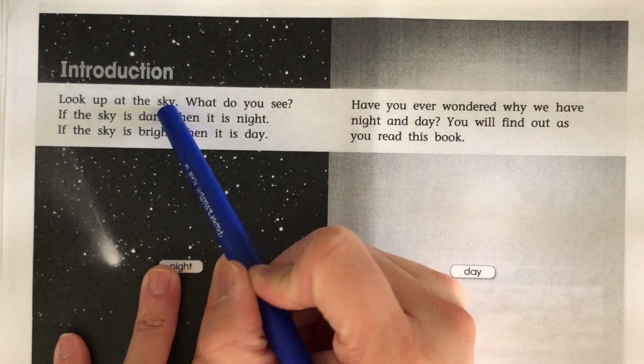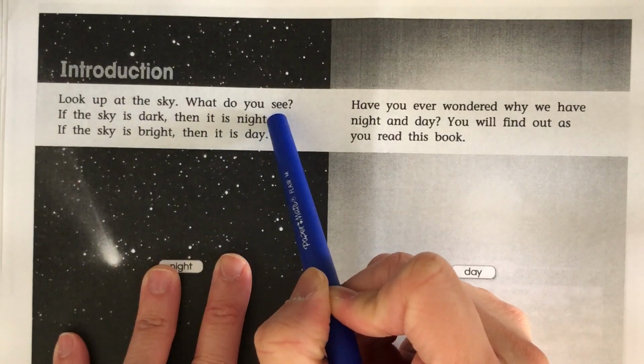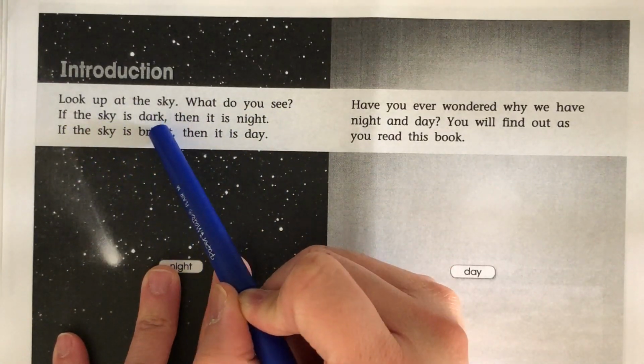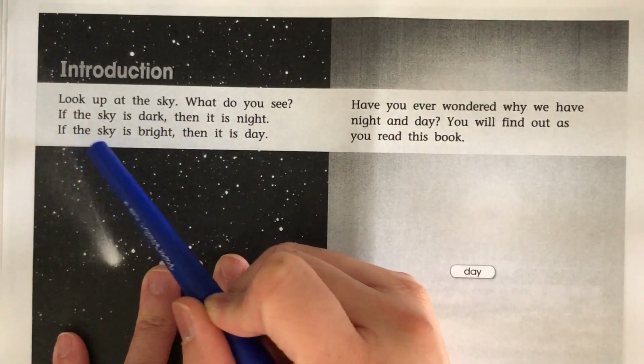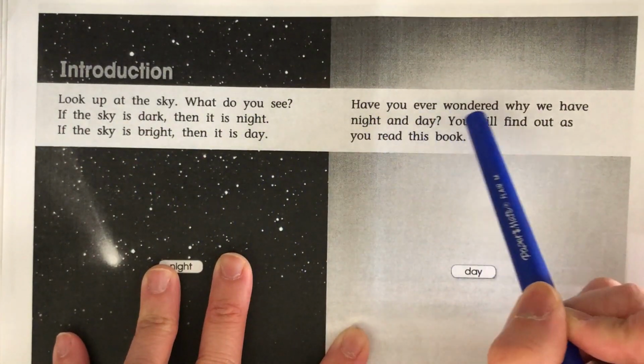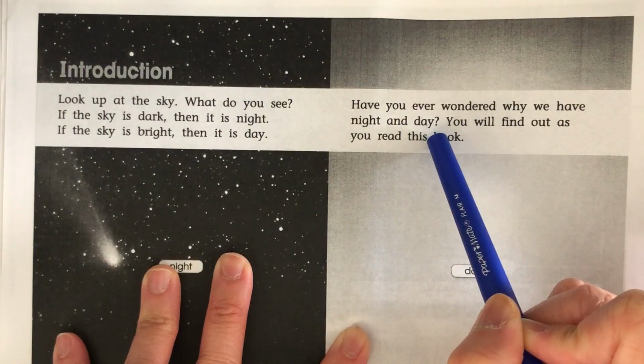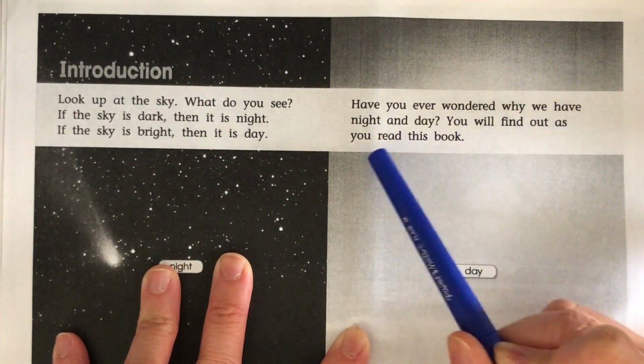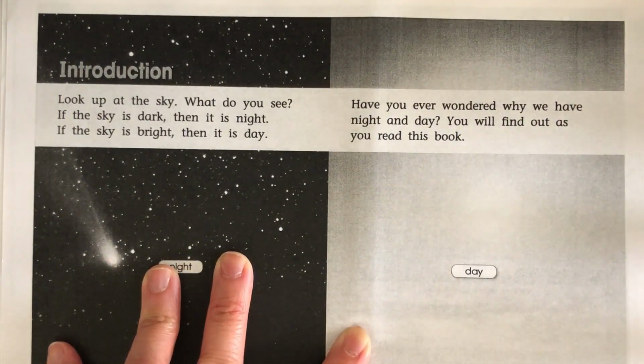Look up at the sky. What do you see? If the sky is dark, then it is night. If the sky is bright, then it is day. Have you ever wondered why we have night and day? You will find out as you read this book.